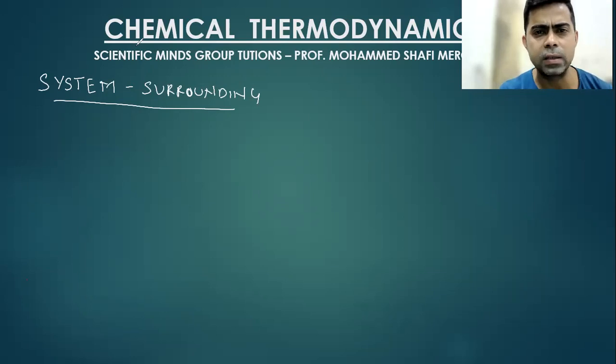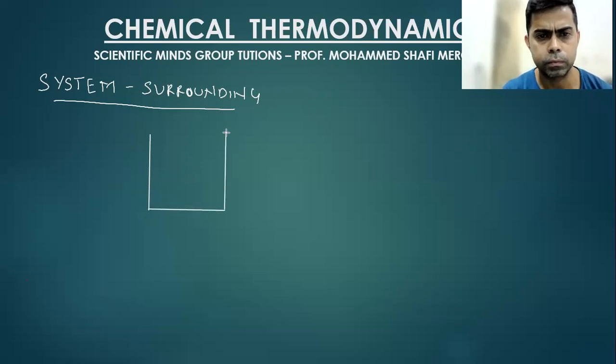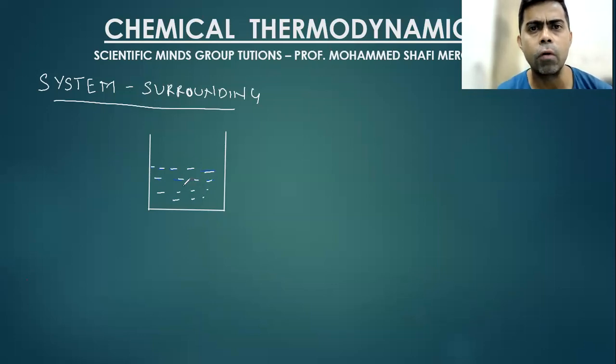Okay, so any part of the universe under thermodynamic consideration is called a system. I'll give you a very simple example to understand this. For example, if I consider a beaker, suppose this beaker is filled with water, and I'm going to warm it up. So there will be a flow of heat because of which more molecules will undergo evaporation. When you're warming it up, there will be a flow of heat due to which the water will vaporize.